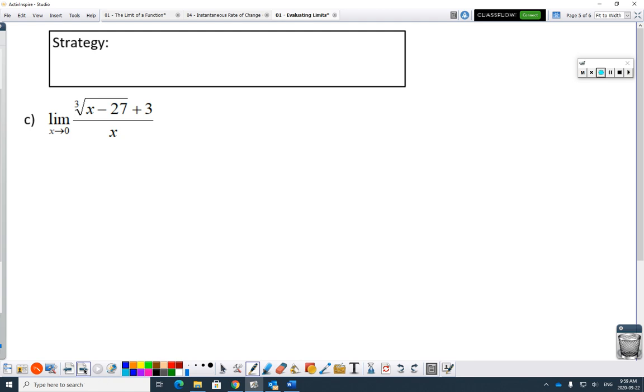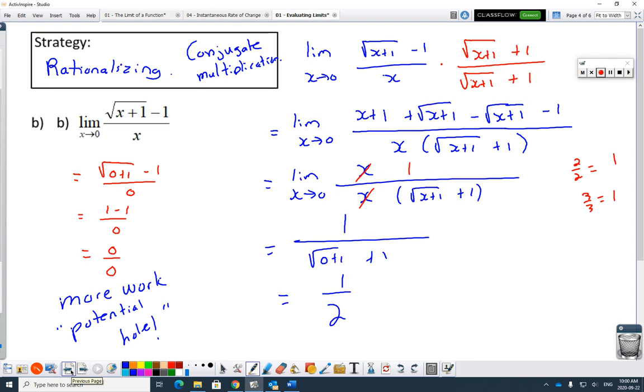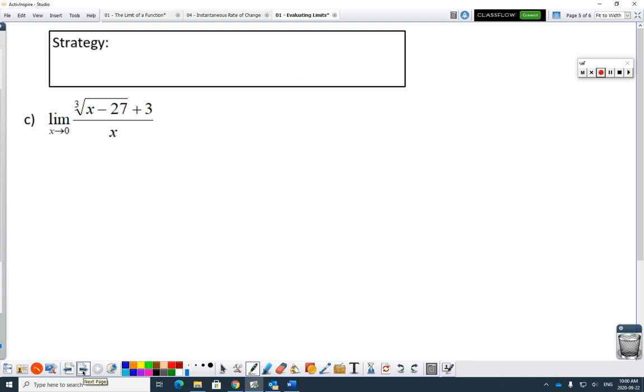Rationalizing the denominator works for square roots. It might even work for some other even roots. But generally speaking, that conjugate method will not work on anything above square root. When you get to cubed root, we need a different method. In fact, this method is so good that some people, by the time the test comes, don't use conjugate on these ones. They use the method I'm going to show here. So when I put in 0 and sub it in, I get third root of negative 27 plus 3 over 0, negative 3 plus 3, 0 over 0.